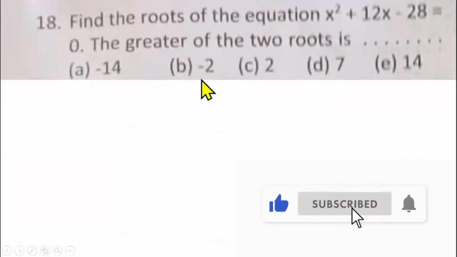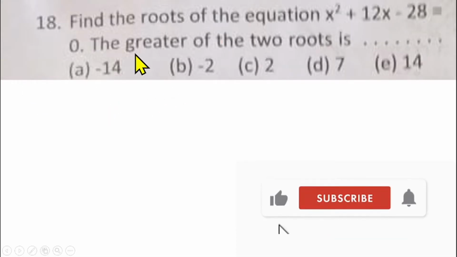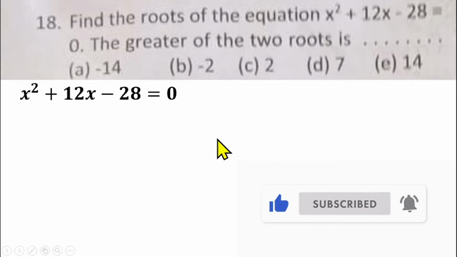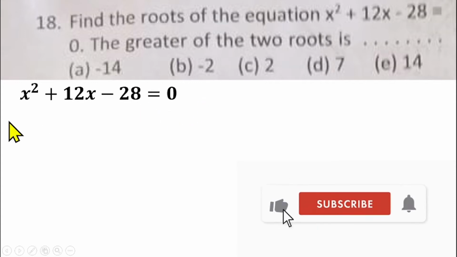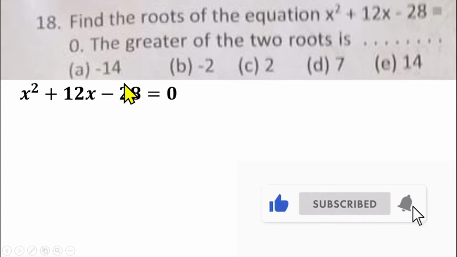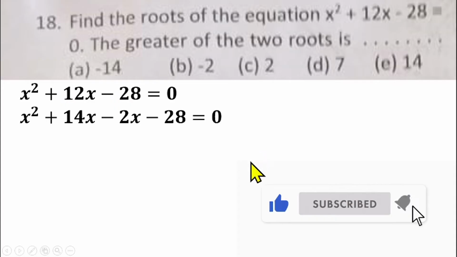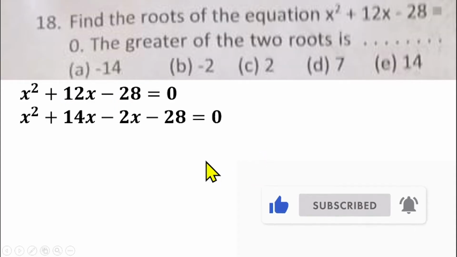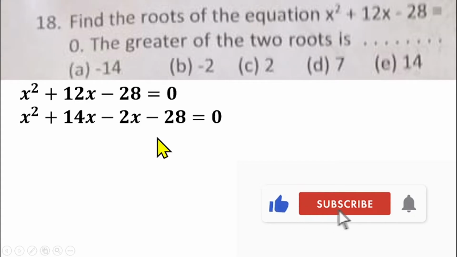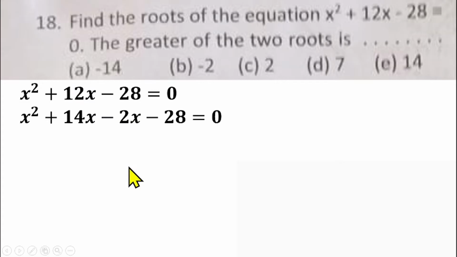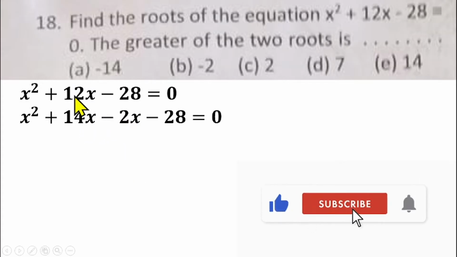Question number 18 is from the quadratic equation as well. Find the roots of the quadratic equation, and the greatest of the two is dash. So you have to find the roots of the quadratic equation x squared plus 12x minus 28 equals 0. So look for 2 numbers you can multiply together to give us minus 28, and when you add them together it will give us 12. That should be plus 14 and minus 2. So plus 14 times minus 2 gives us minus 28, and plus 14 minus 2 gives us 12. So those 2 numbers will now replace 12x.